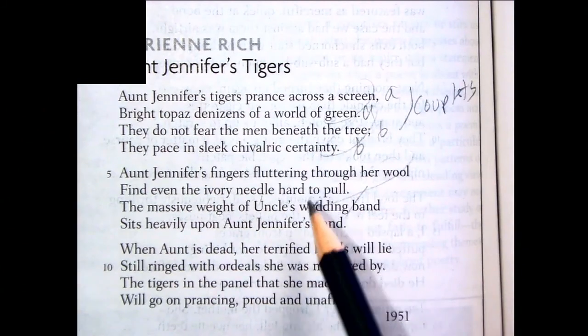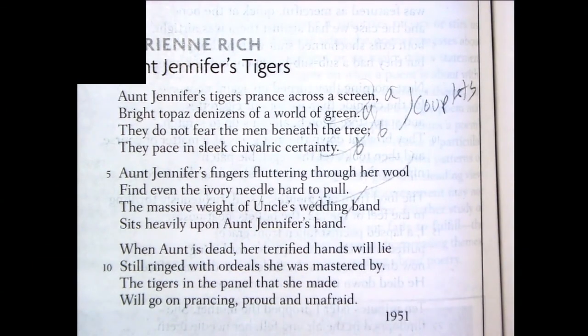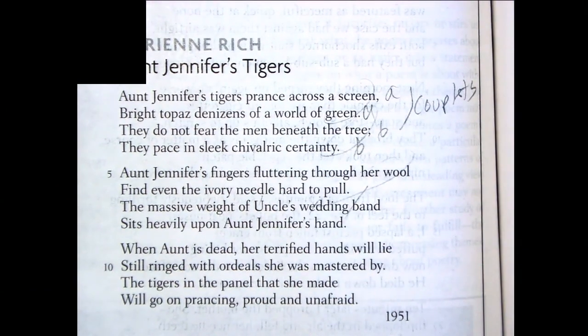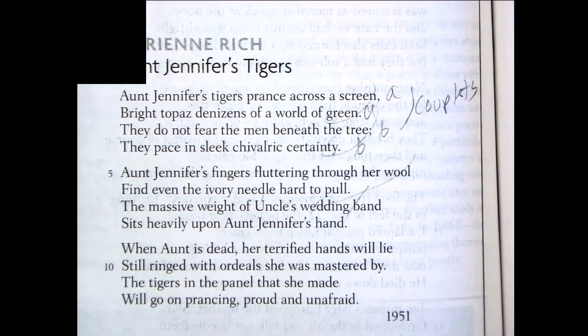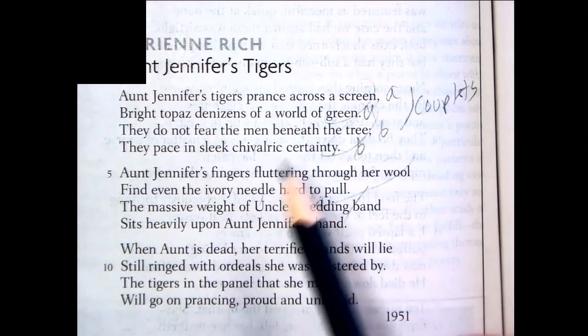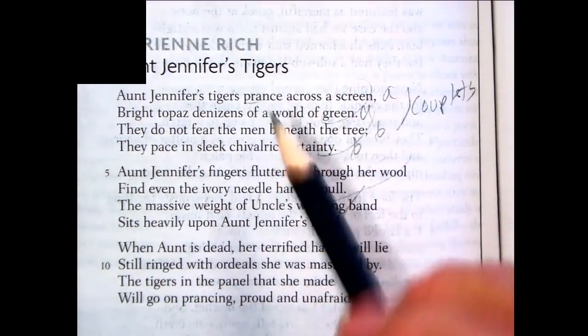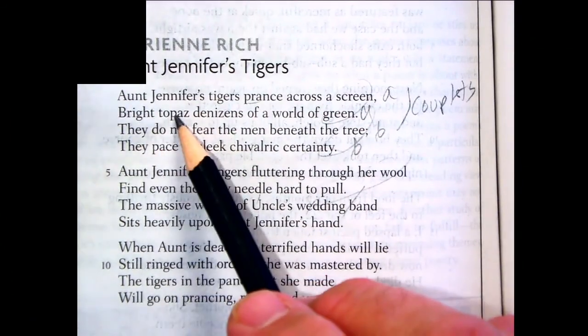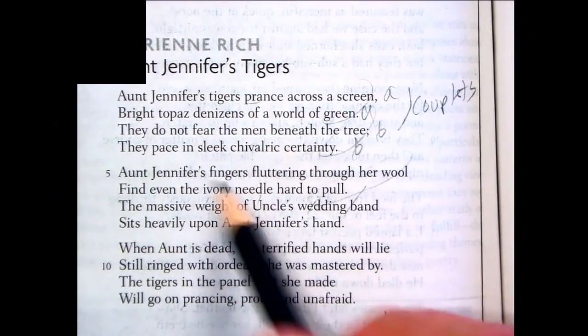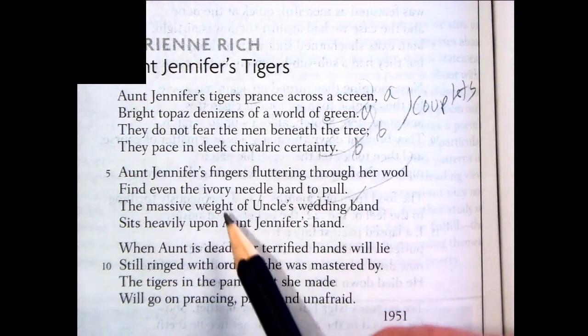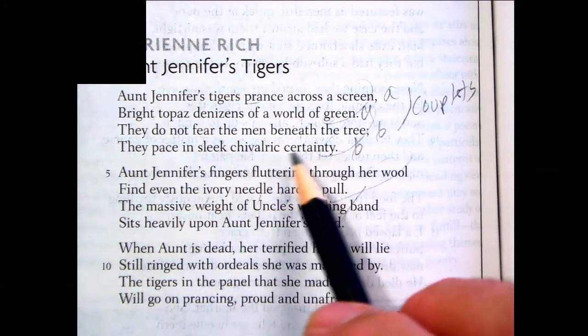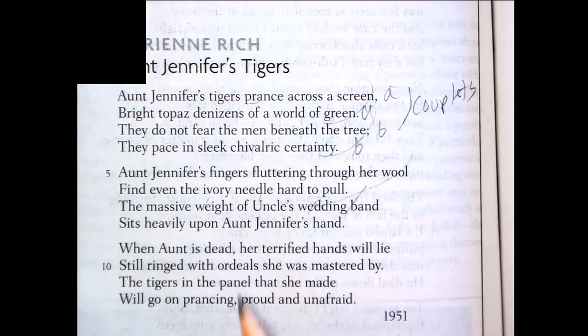are free, who answer to no one, that Aunt Jennifer is embroidering or cross-stitching, and Aunt Jennifer herself. And look at the words that are used to describe the tigers, right? Prance, bright topaz denizens, they do not fear, sleek chivalric certainty, right? Prancing, proud, and unafraid.